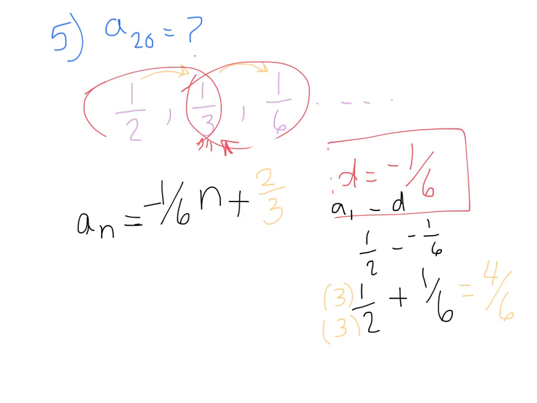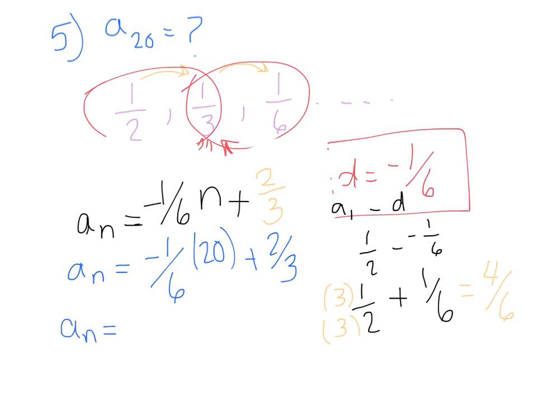They want a sub 20. So a sub 20 means I need to plug in 20 for n. So a sub n equals -1/6 times 20, or -20/6, plus 2/3. Well, I know -20/6 is the same as -10/3. So that reduces to -10/3 plus 2/3, which ends up being -8/3, or -2 2/3, if you want to change it to a mixed number. Alrighty, so that's number 5.